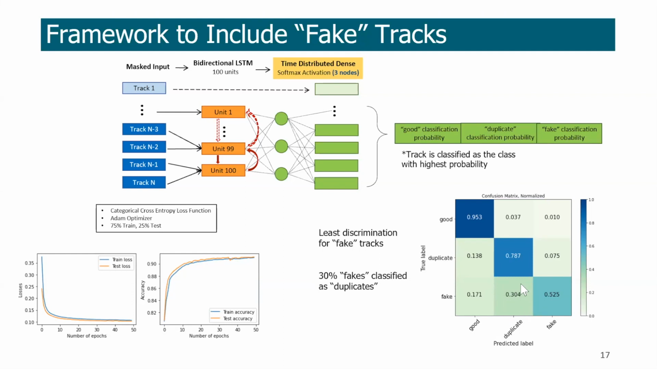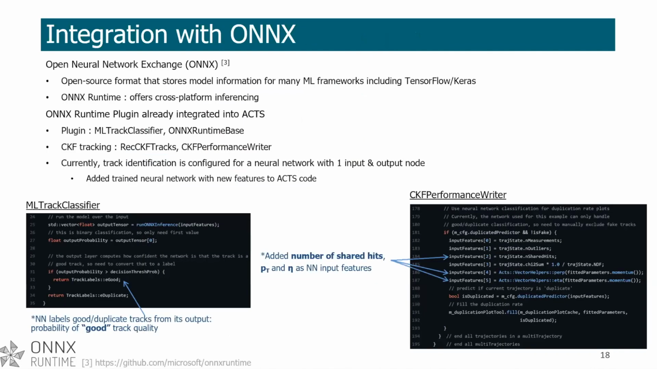So again, although this architecture doesn't perform that well on this modified data set, with a data set generated for other detector geometries that has more fakes, a similar architecture can be put to use effectively. So within ACTS, I mentioned that a neural network with 3 input features is already in place to label duplicate tracks using an ONNX runtime plugin.